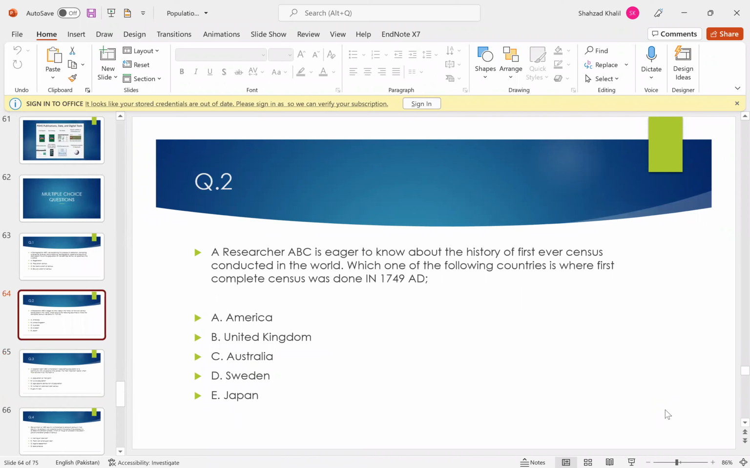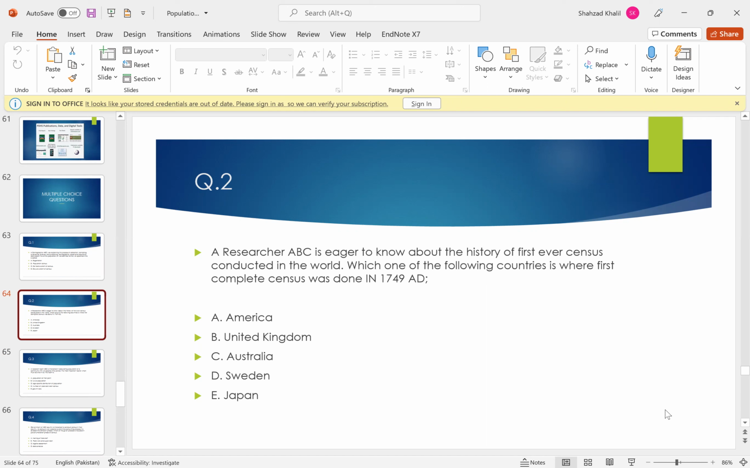A researcher, ABC, is eager to know about the history of the first ever census conducted in the world. In which one of the following countries was the first complete census done in 1749 AD? America, United Kingdom? Yes, the correct answer is Sweden.